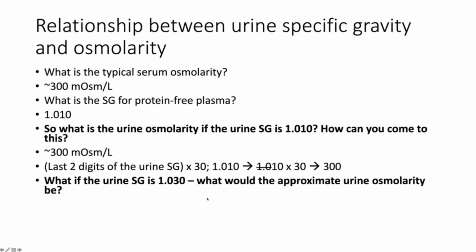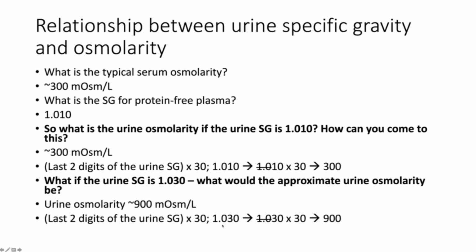So Nick, if the urine specific gravity is 1.030, what would be the approximate urine osmolarity? That would be around 900. Yeah, exactly. Again, same thing. Take the last two digits, which is 30, times 30. Oh, pretty easy. Great. So let's give some examples.